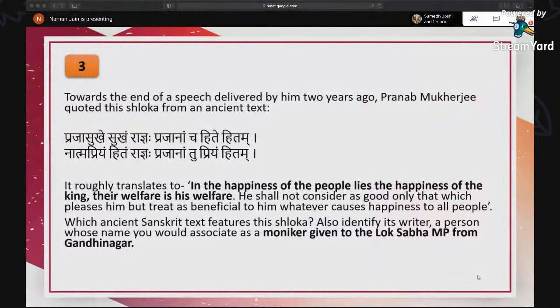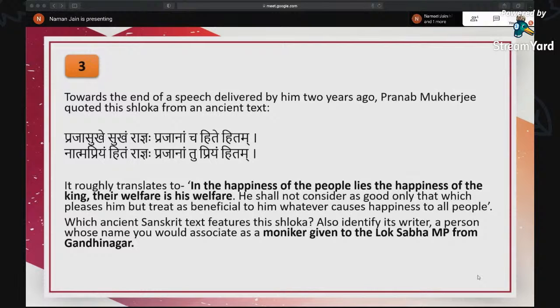Towards the end of a speech delivered by him two years ago, Pranab Mukherjee quoted this shloka from an ancient text. Praja sukhe sukham rajyam, prajanam cha hite hitam, natmam priyam hitam rajyam, prajanam tu priya hitam. Okay, so it translates to, In the happiness of the people lies the happiness of the king. Their welfare is his welfare. Again, bold parts. Someone is talking about the king and his kingdom.